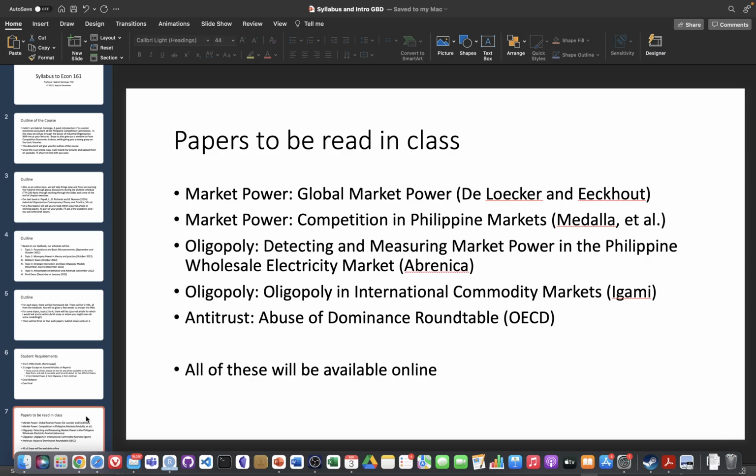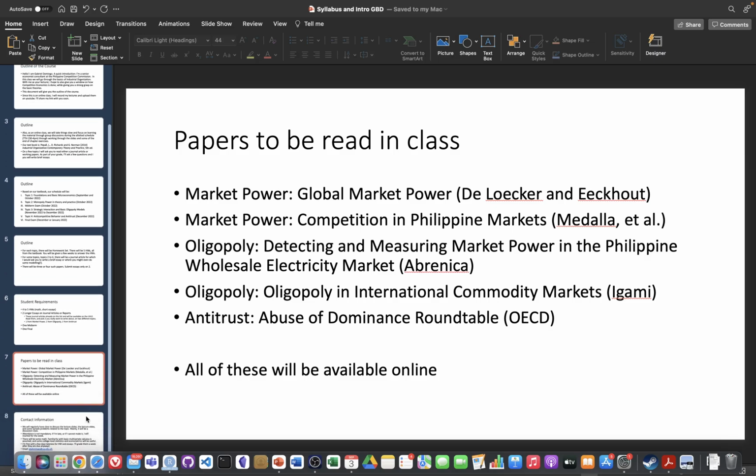Okay. And then next, on the topic of oligopoly, you can read Detecting and Measuring Market Power in the Philippine Wholesale Electricity Market. This is a 2009 paper by Abrenica, one of the few very interesting structural models on oligopoly. And another structural model by Igami on oligopoly in international commodity markets, where he is talking about the vitamins cartel, which I believe was in the 1980s. Then finally, for antitrust, there is an abuse of dominance roundtable from OECD. And I'll have some specific questions on this collection of thoughts from different competition enforcement agencies. And all of these I'll make available online.